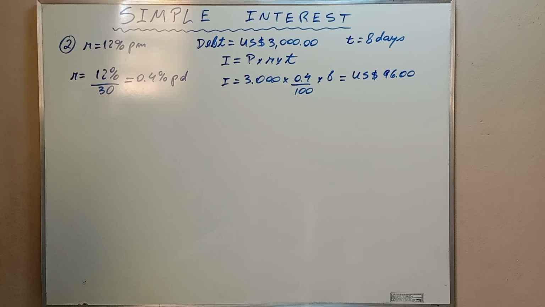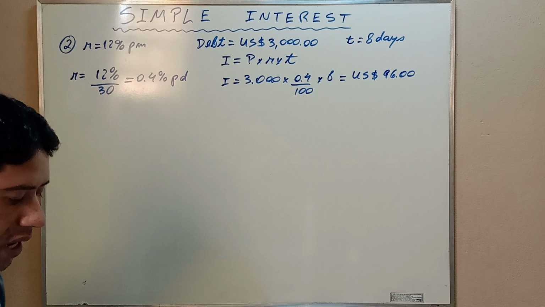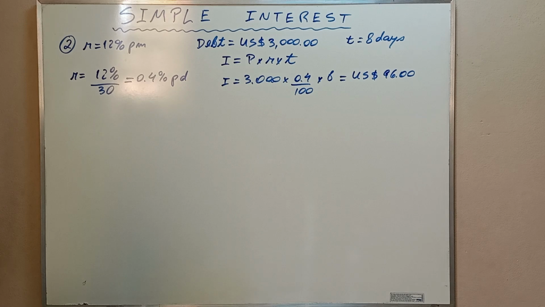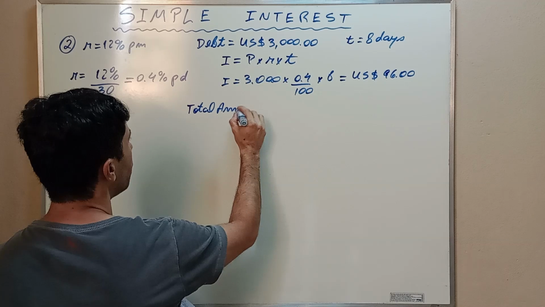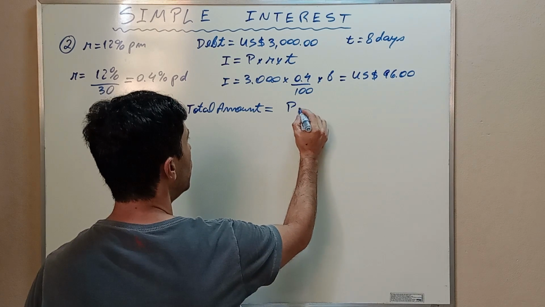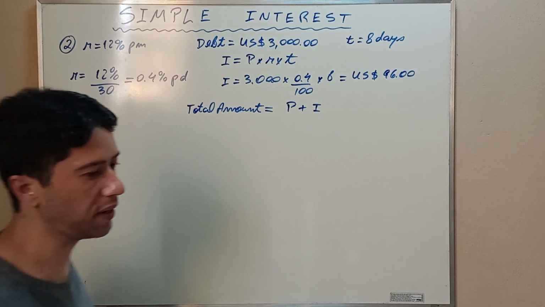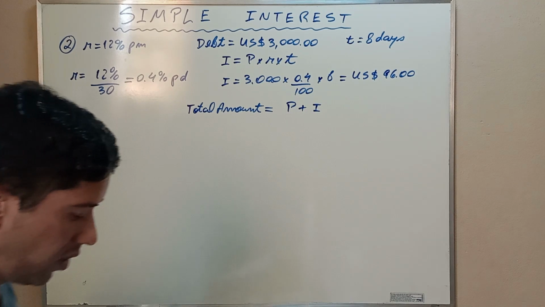All right, so this is the interest in dollars, and this is the interest rate. But it is not what the exercise wanted us to calculate. The exercise wanted us to calculate the amount payable after 8 days after the due date. Okay, so the total amount is equal to the principal plus the interest. Okay, we have to repay the principal and the interest in this transaction.